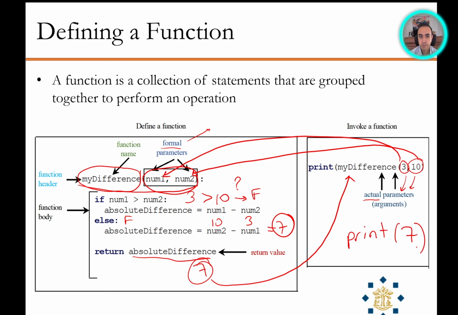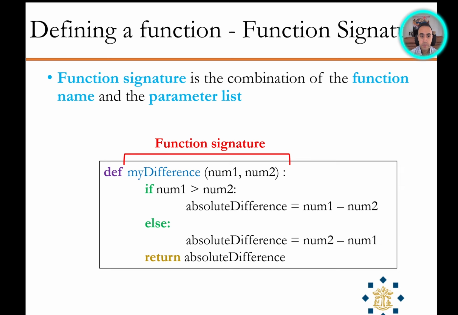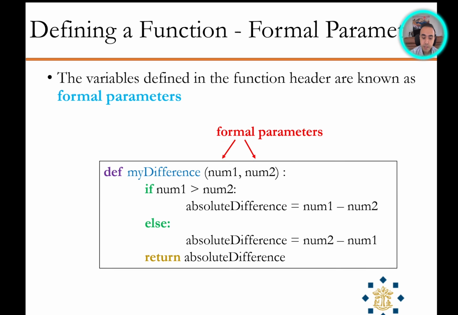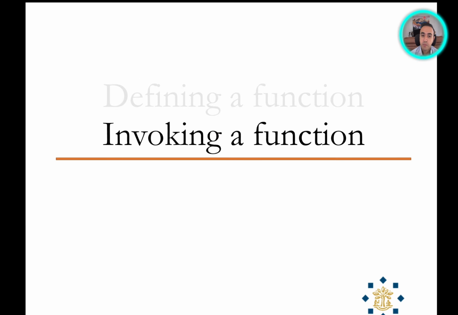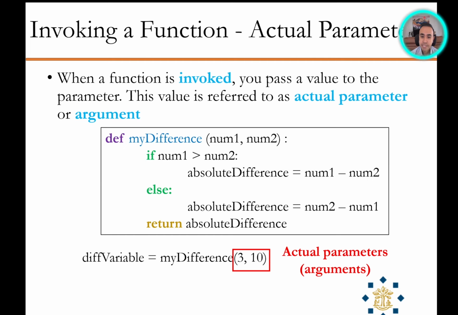That's all it does. Okay, so the function signature is the entire thing here. So you have the name, the combination of the name and the parameter list. And these two are the formal parameters. They're not values yet. They will be values in a second.